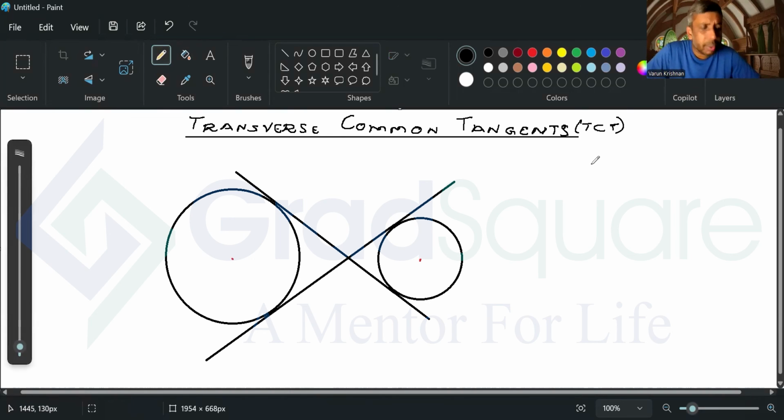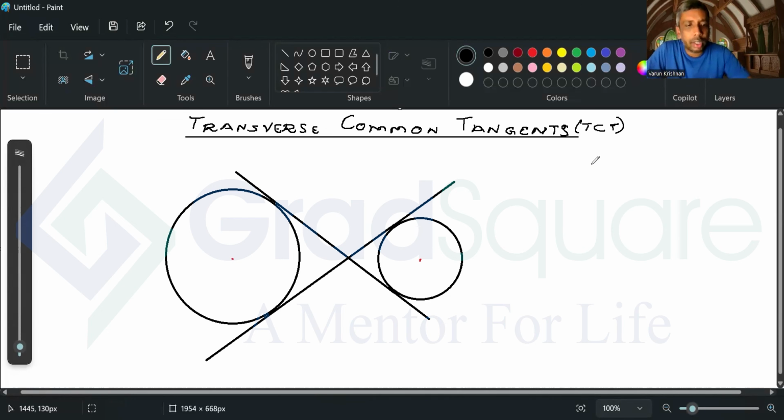So oftentimes, once again, just like in the case of questions with the presence of a DCT, if a TCT is present, oftentimes the objective of the question becomes that you need to find out the distance between centers of two circles, or distance between centers of two circles might be given and you will have to find out the length of the TCT. So how will we proceed with the solution of this question?